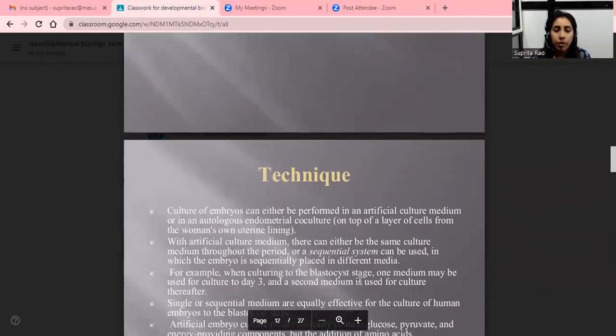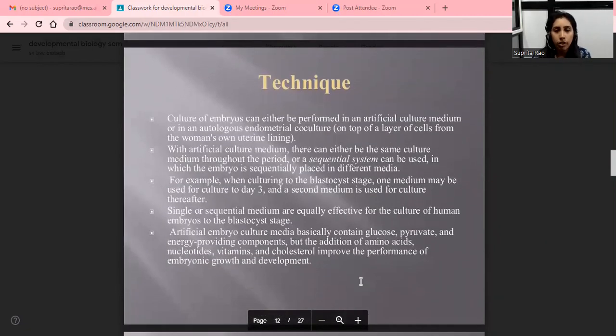Then we come to embryo culture. So how are these embryos cultured? We have an artificial culture medium on which the embryo will be cultured. Before that, when the eggs are retrieved, they will be put in artificial culture medium. They will then be treated with a conjugate of sperm cells, and fertilization will take place in the petri dish itself or the test tube itself.